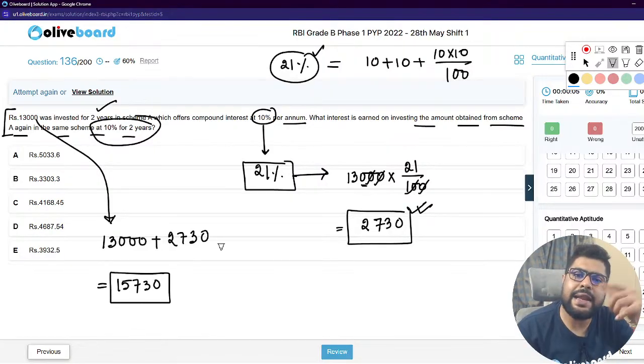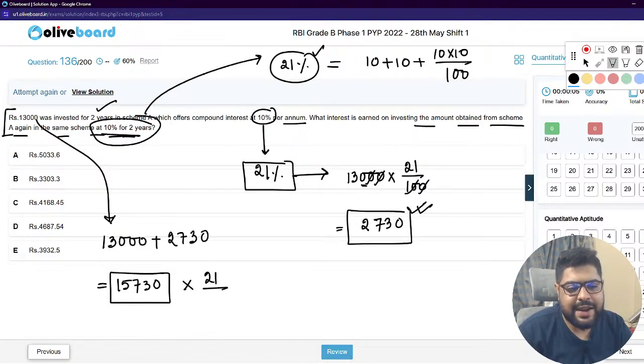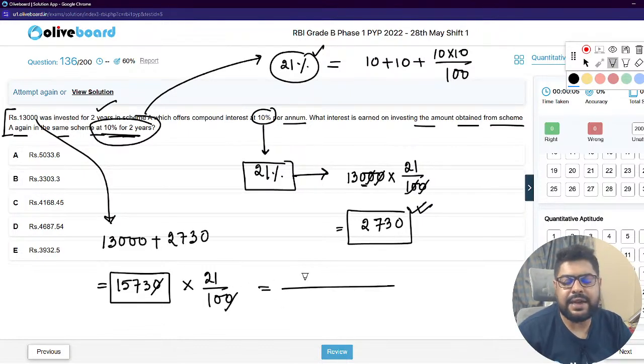Now you will invest that again 10%, 2 years means again 21%. So the final interest you will get is this, sir. थोड़ा calculate कर लो, sir. बाप रे. 1573 times 20, let's do. 3146, I guess. Plus, sir, 460, sir. Plus, sir, 1573 divided by 10.